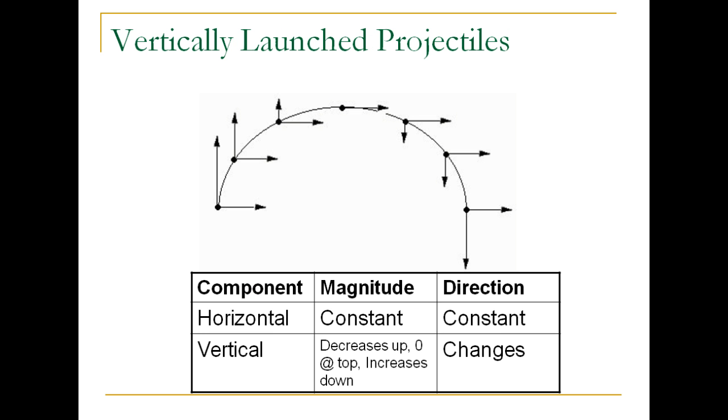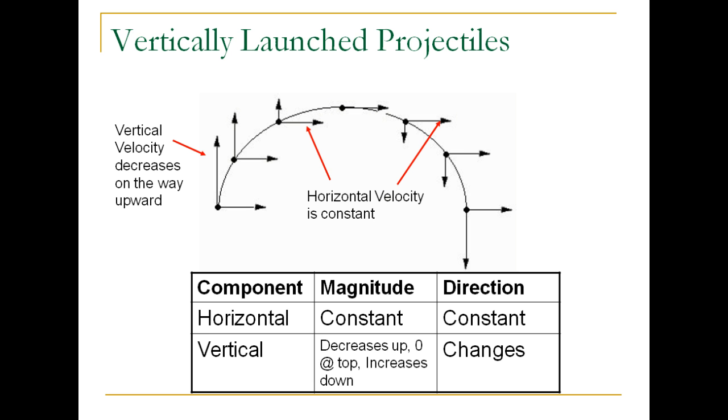Continuing, now we got to deal with vertically launched projectiles. In this case, our horizontal magnitude of velocity is still constant, and our direction is still constant. It's still horizontal. Our vertical magnitude decreases, it's 0 at the top, and then increases on the way down. And the direction changes, as you can see by the arrows. On the way up they were pointing upwards, and on the way down they're pointing down. Still the same thing we talked about earlier. So horizontal velocity is constant, vertical velocity decreases on the way up and increases on the way down.